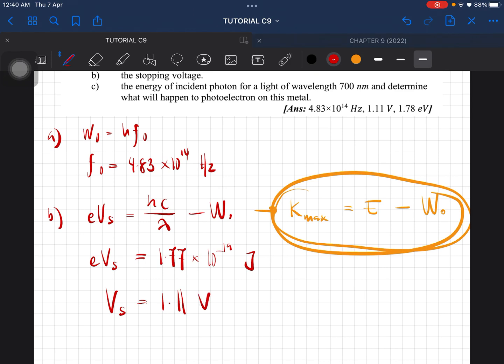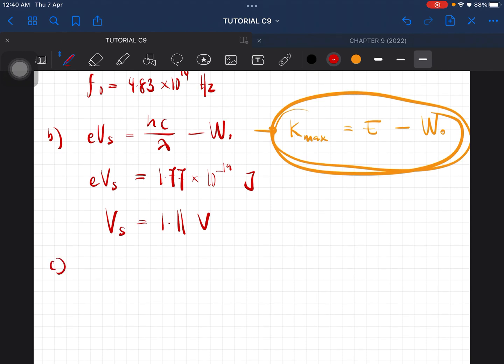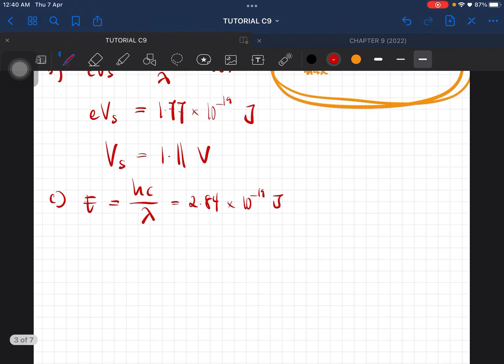All right. And then question C, this one we are going to use the energy equation, which is E equal to hc over lambda, and then calculate that. You should get the energy to be equal to 2.84 times 10 to the power negative 19 joule. Okay, convert that into electron volt.